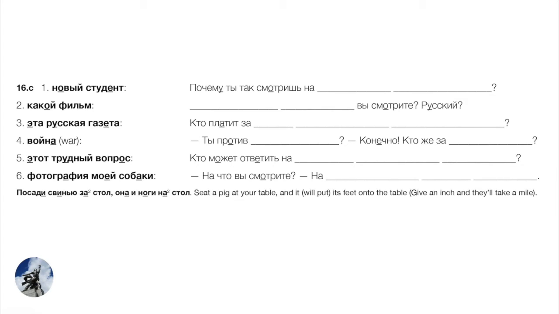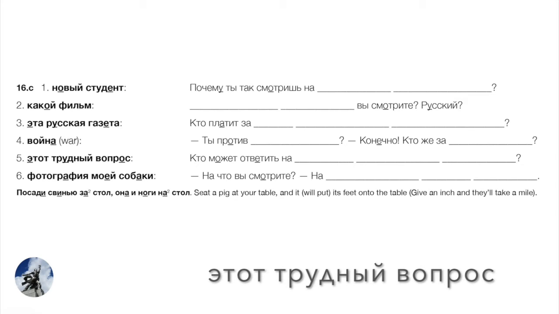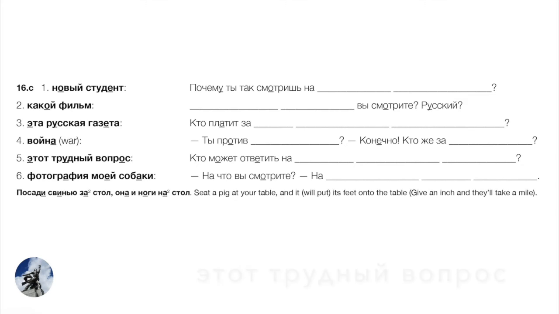Okay, number five. Это трудный вопрос, this difficult question. Кто может ответить на blank? Who can respond to, so to speak, who can answer to this difficult question. Okay, we know that we need accusative after на, right? Кто может ответить на этот трудный вопрос, right? This difficult question is inanimate. It's not going to change in the accusative.